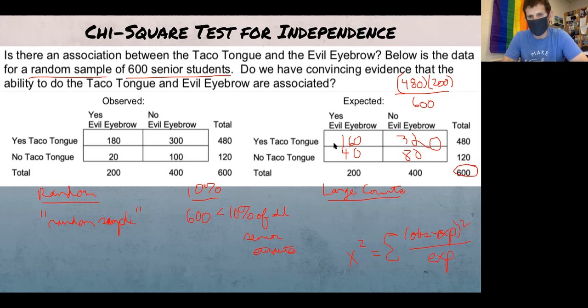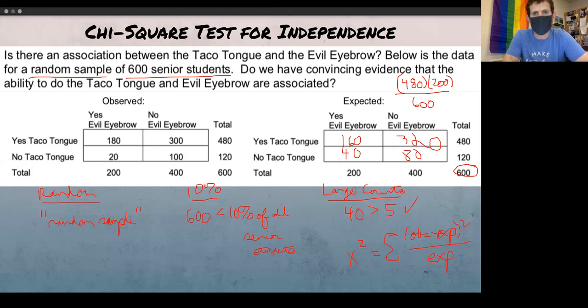Okay, now of course I didn't answer the large counts. Did we meet the large counts condition? We did. Our smallest is 40, so 40 is greater than 5, so we're good there. I'd probably put a little more detail if I was asked to check the conditions, but that's good enough for us.